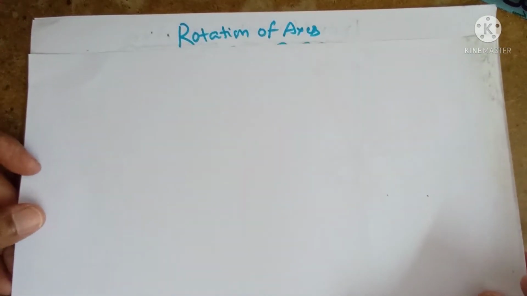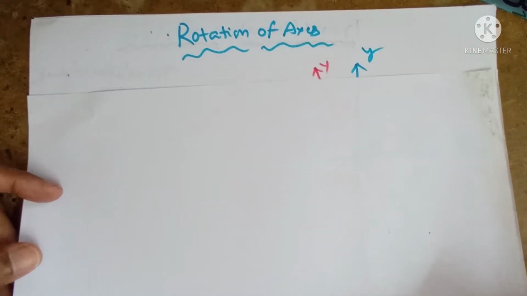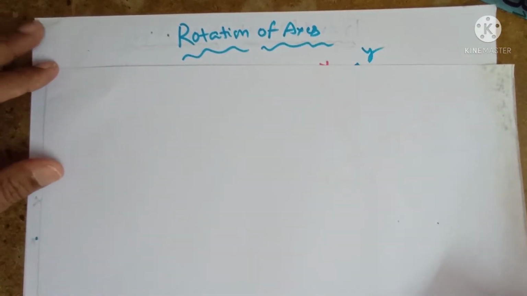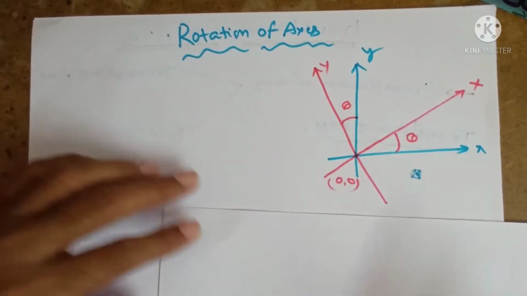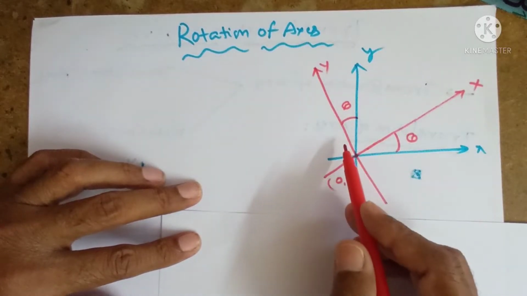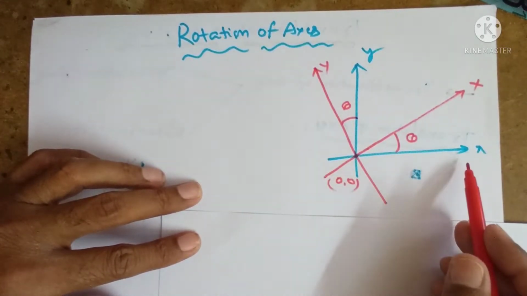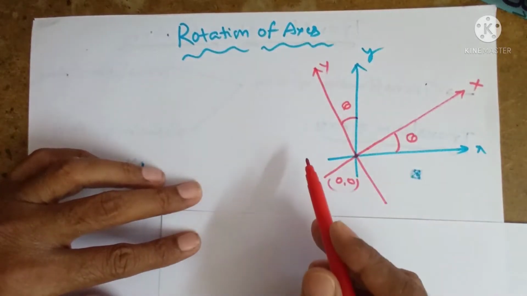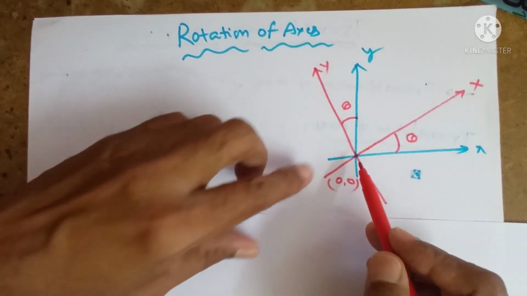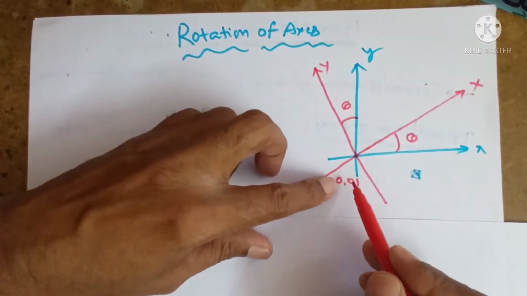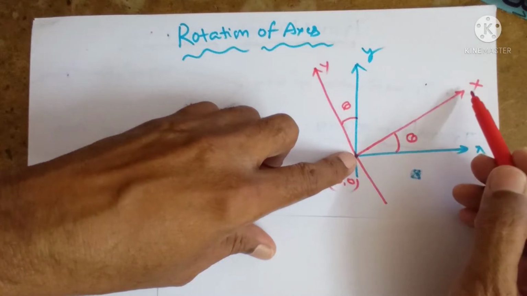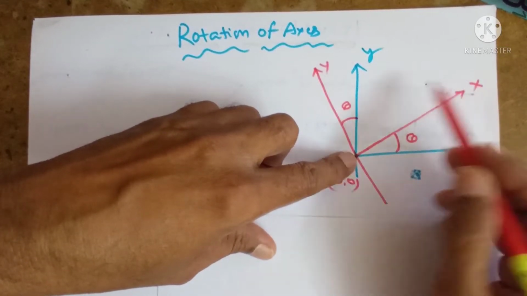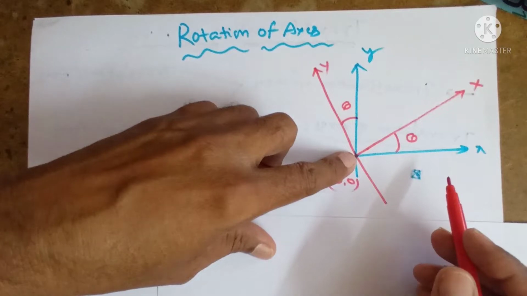Hello students. Next one is rotation of axis. What is a rotation of axis? See, this is the original axis, small x and small y. After rotating the axis, the origin is fixed. After rotating the axis, this is the new axis, capital X and capital Y.